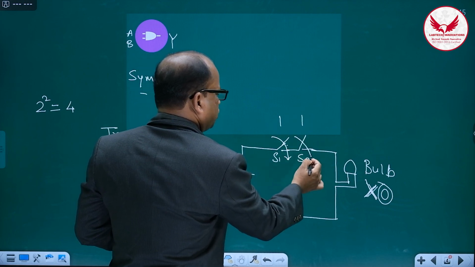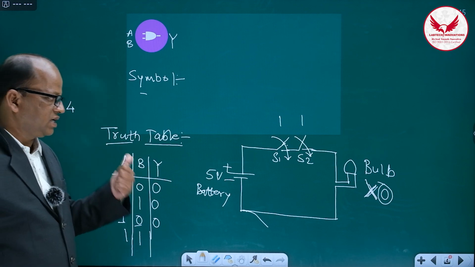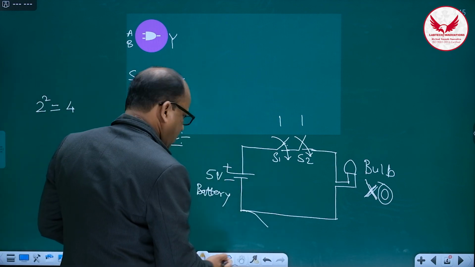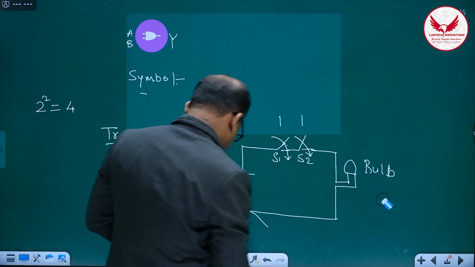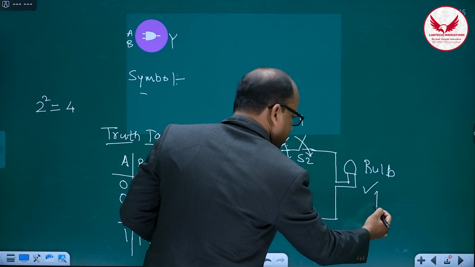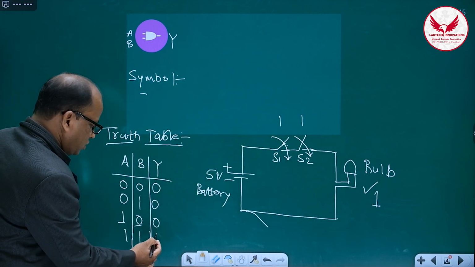In this case, as both the inputs are 1, both the switches get closed, that is S1 switch as well as S2 switch. As a result, the output is what? 1, that means this bulb becomes on. So here I'll get the output 1.